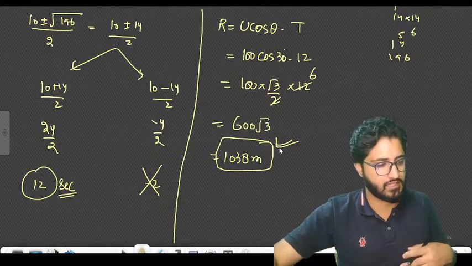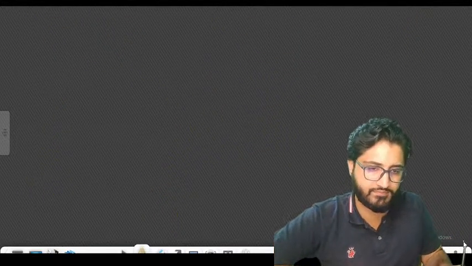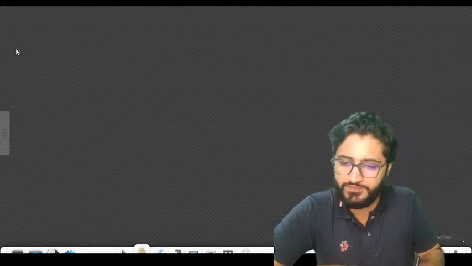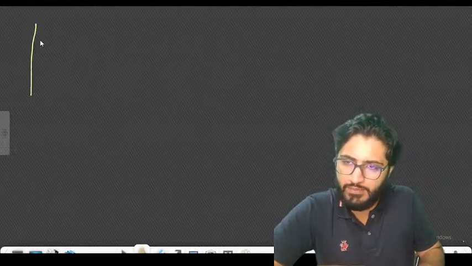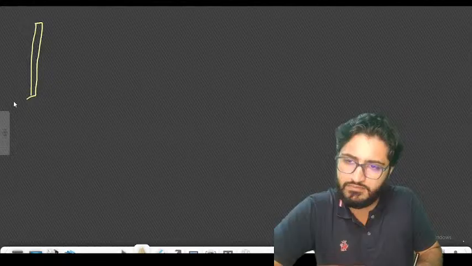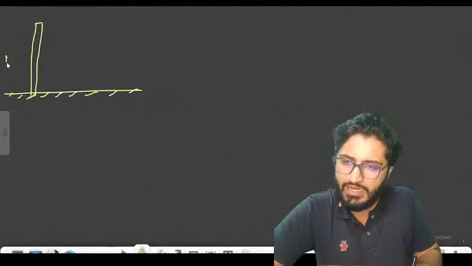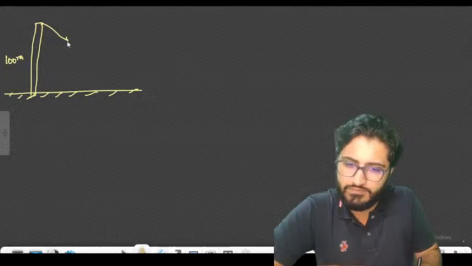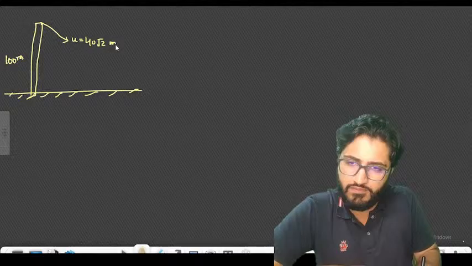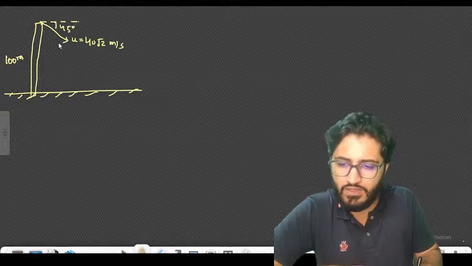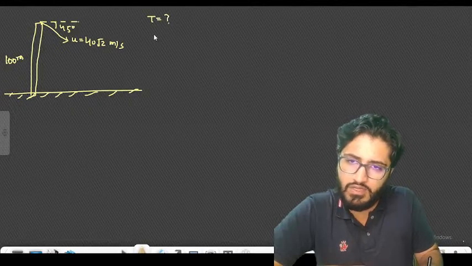Okay, one numerical that is below horizontal now. Look, we are having a building. Building height is 100 meter. We threw something with the initial speed of 40 root 2 meter per second and angle of projection is 45 degree. Find time period, find a range.